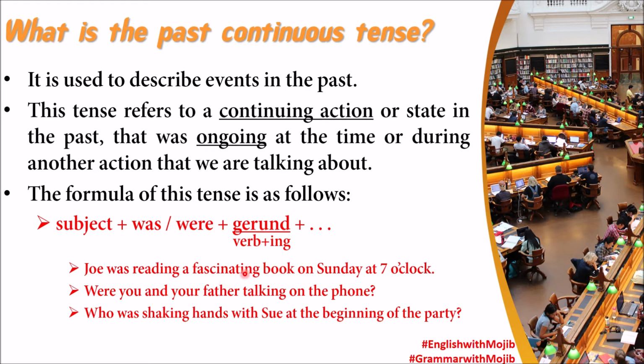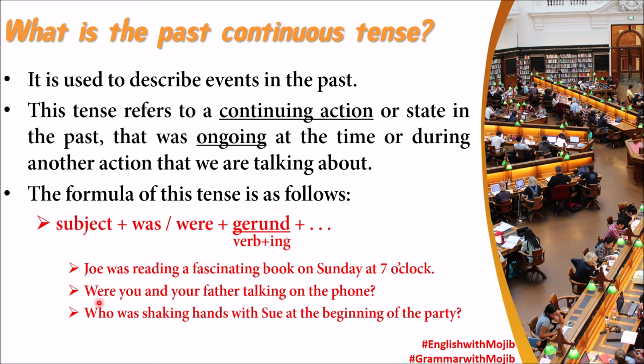Joe was reading a fascinating book on Sunday at 7 o'clock. Sunday, 7 o'clock, the time or during another action that we're talking about. We use past continuous. Joe was reading a fascinating book on Sunday at 7 o'clock. Fascinating means very interesting, very exciting.